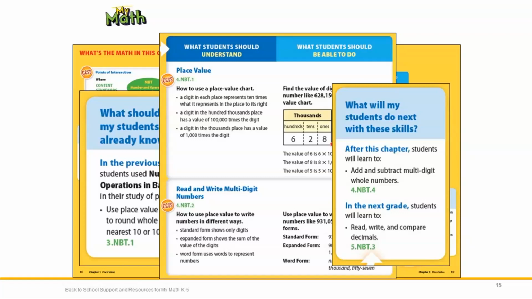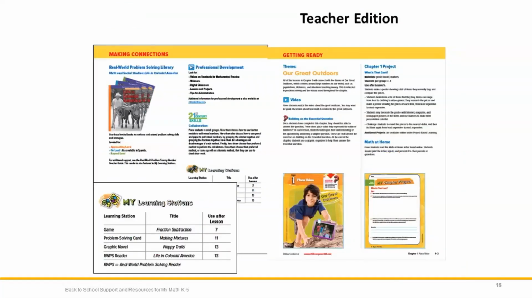So again, think GPS. This is always two pages long, K through 5, what's the math in the chapter? You want that 5,000-foot view of what you're going to teach in this chapter. This is it right here. So it's a heads up for me as a teacher too, in just what I'm going to be doing.